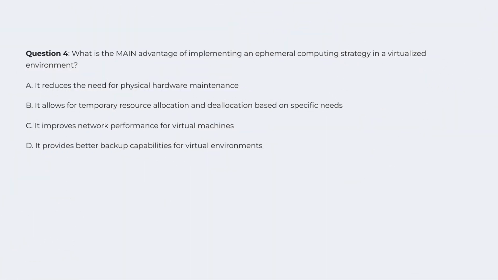Question number 4. What is the main advantage of implementing an ephemeral computing strategy in a virtualized environment? A. It reduces the need for physical hardware maintenance. B. It allows for temporary resource allocation and deallocation based on specific needs. C. It improves network performance for virtual machines. D. It provides better backup capabilities for virtual environments.